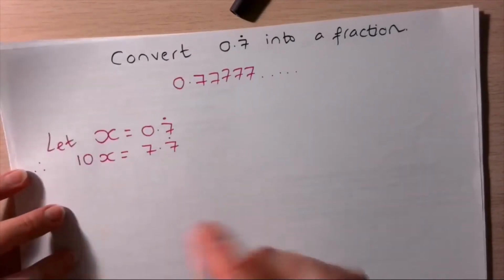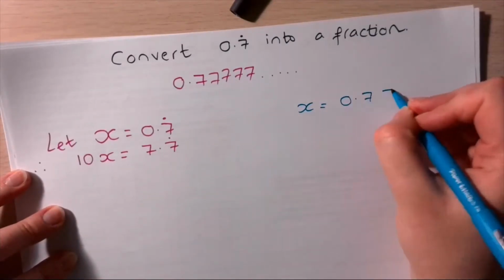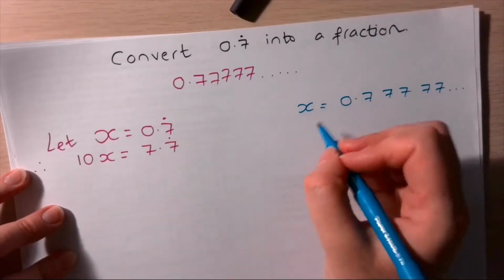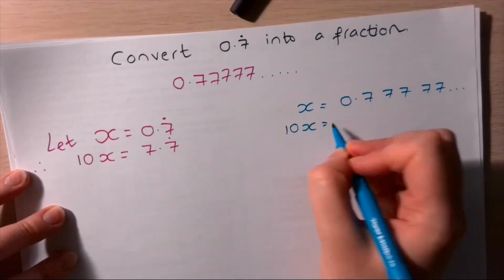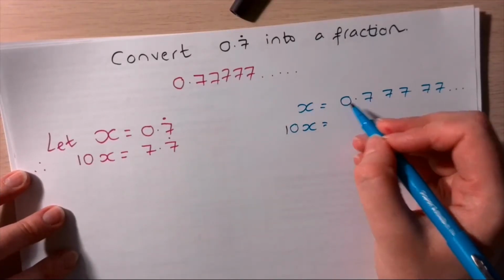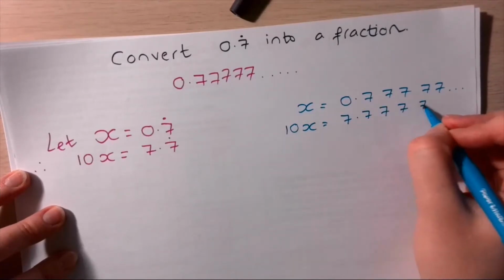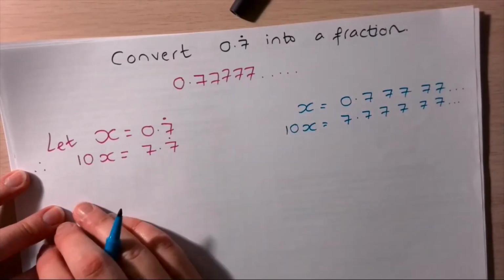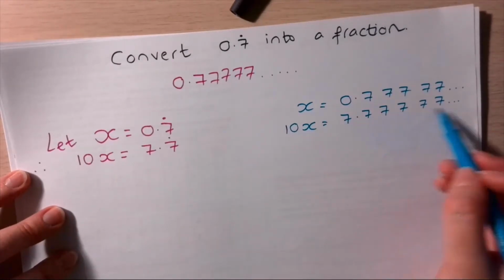But essentially what we've got there is x equals 0.7777, etc. And then we've said, okay, let's multiply that by 10 and get 10x. So of course every digit here moves one place over, and we end up with 7.7777, because of course these 7s are never going to run out. They're going to go on forever and ever. So we've essentially bumped it up, so we've got a 7 over here by multiplying by 10, and then these are going to carry on.